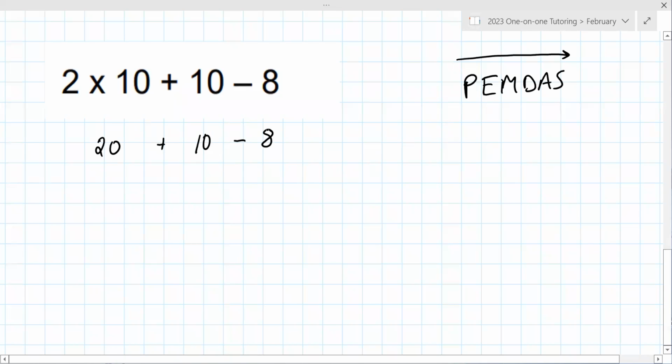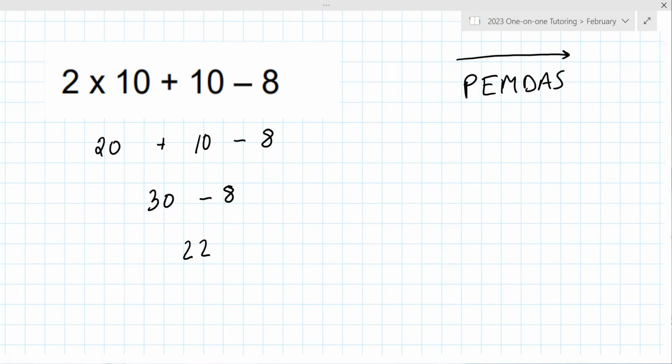Okay, now you've got addition and subtraction. Yeah, we have both of them. Okay, so which do you do first in terms of PEMDAS? 20 plus 10. So that's 30 minus 8. All right, and 30 minus 8 is 22. Okay.